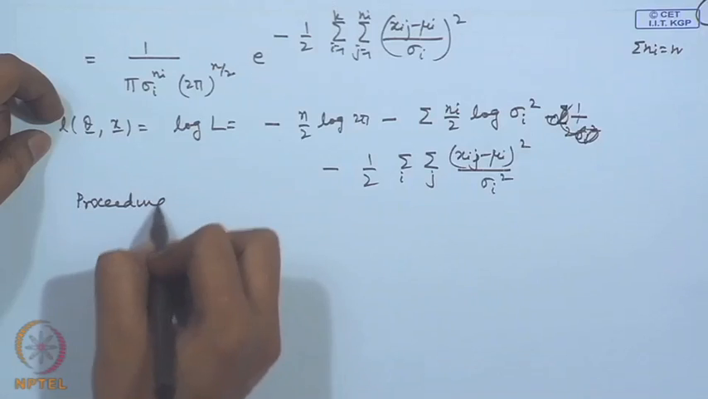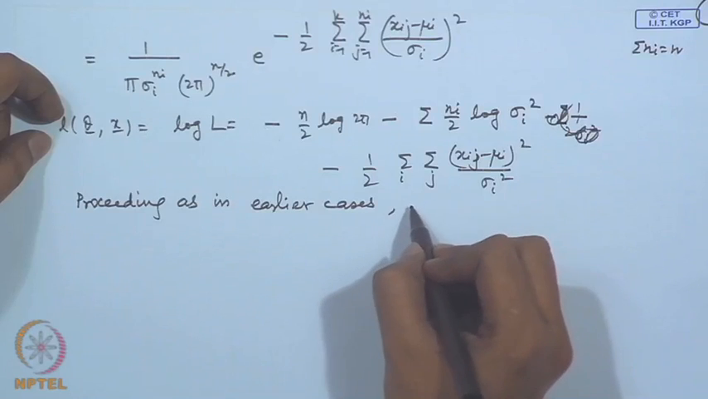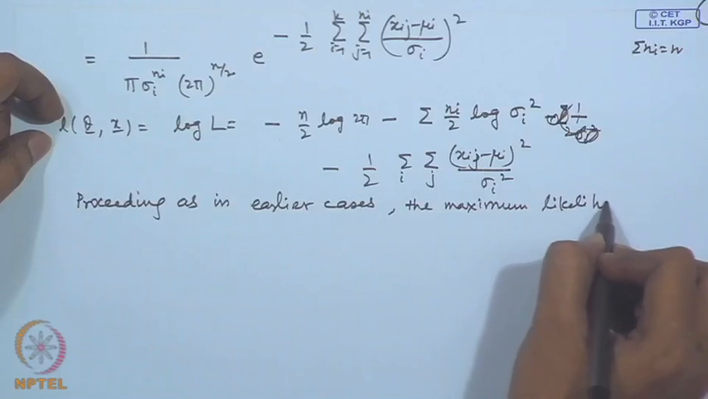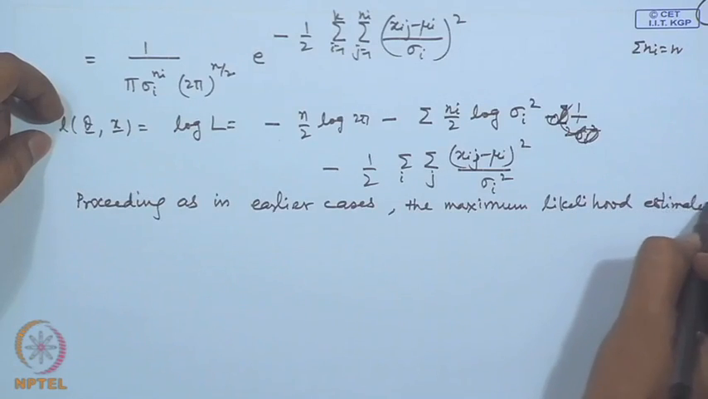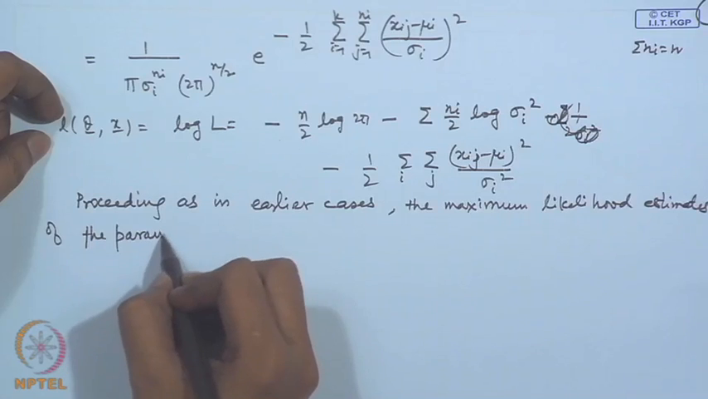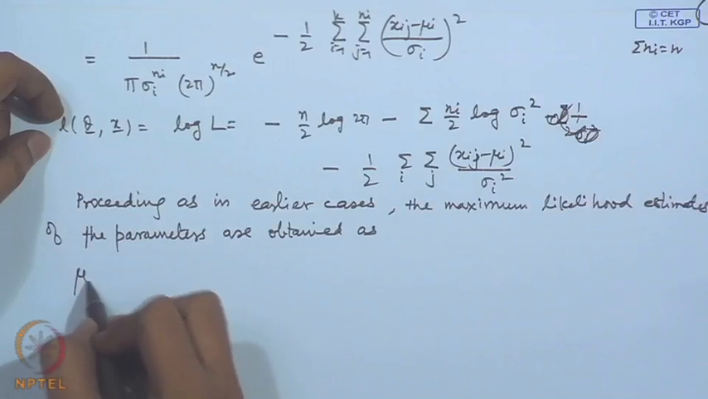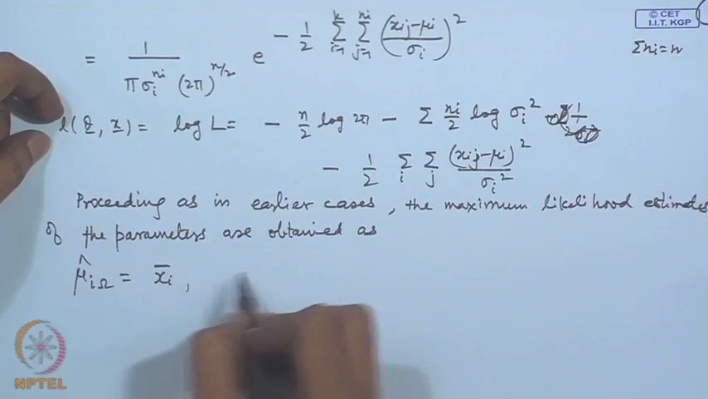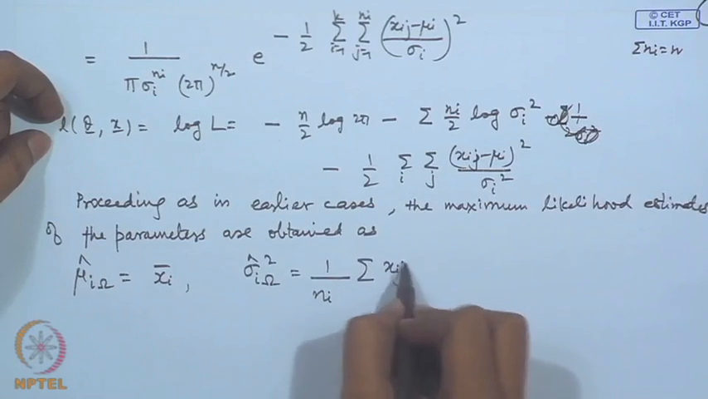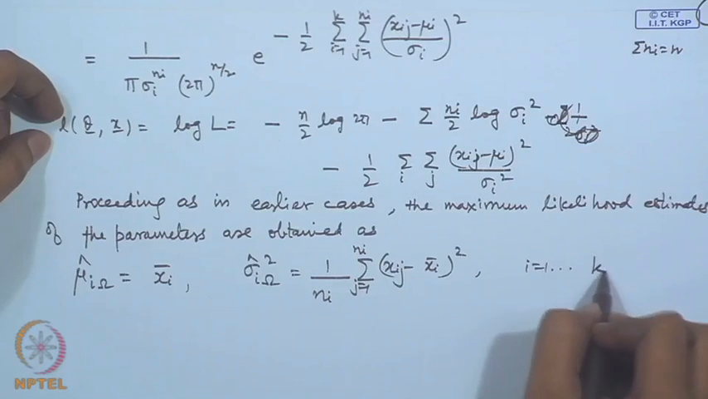So, proceeding as in earlier cases, the maximum likelihood estimates of the parameters: mu i omega hat is equal to x i bar and sigma i omega hat square is equal to 1 by n i sigma x i j minus x i bar square, j is equal to 1 to n i, i is equal to 1 to k.